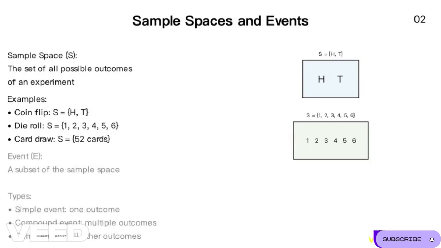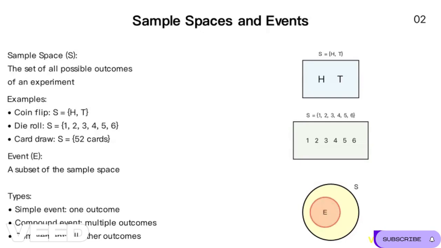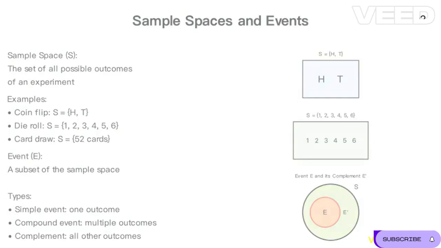An event is a subset of the sample space. It can be a simple event containing just one outcome, or a compound event containing multiple outcomes. We can also define the complement of an event, which includes all outcomes not in the original event. This mathematical framework allows us to precisely define and work with uncertain events. Understanding sample spaces and events is essential for calculating probabilities and solving more complex probability problems.